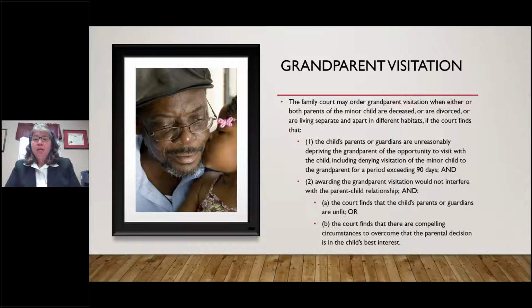So the compelling circumstances is very hard to define, and our courts have had situations where maybe both parents are deceased, and the grandparents may get visitation, but it's hard to define. So grandparents can petition the court for visitation, but it's not an easy task to get it.